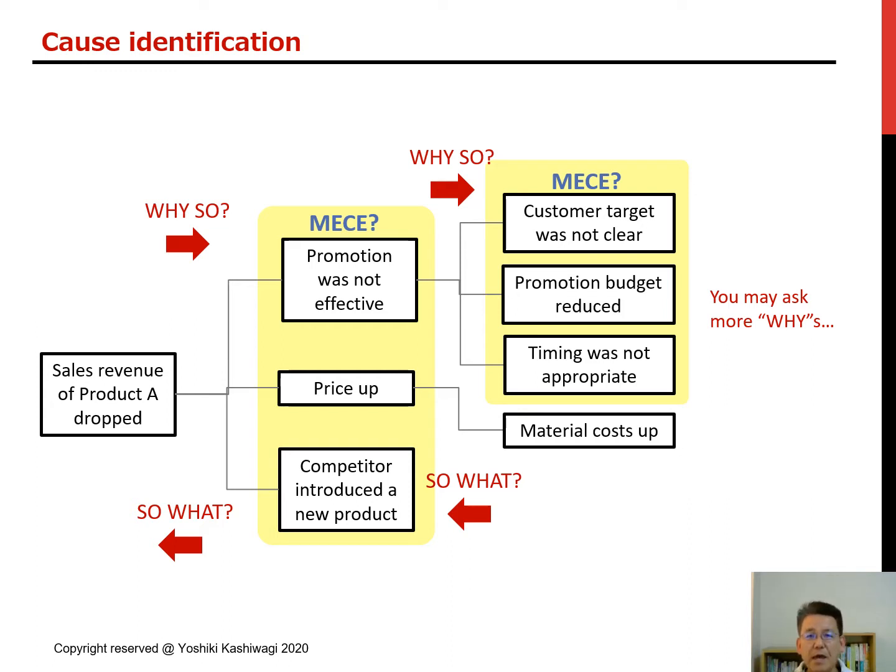And you repeat asking why promotion was not effective. You came up with 3 other reasons for this. Customer target was not clear. Promotion budget reduced. Timing was not appropriate. And you also ask again why to add new layers. So you repeat this exercise until you think you already identified a root cause, or possible root causes.